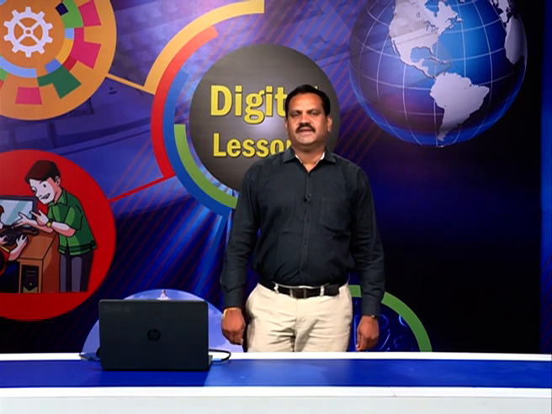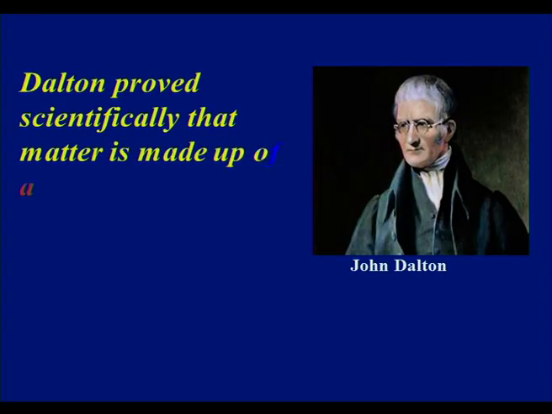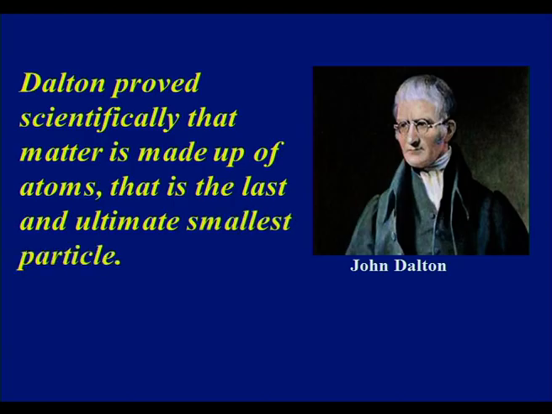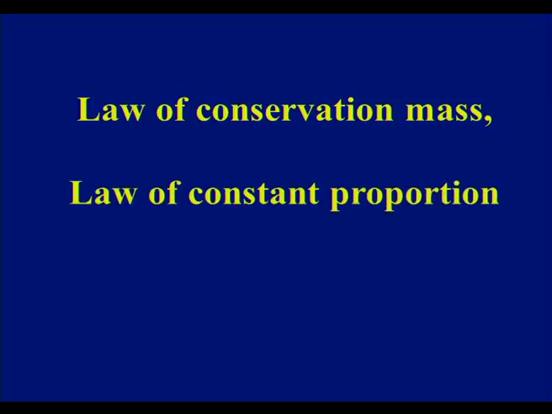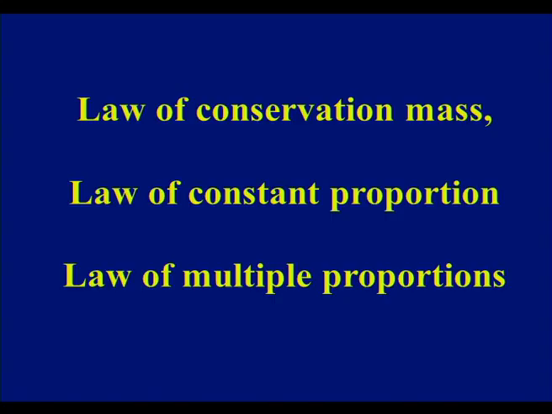In lower classes you studied about matter and the properties of matter. Also you studied the Dalton atomic model. Children, Dalton proved scientifically that matter is made up of atoms, the last and ultimate smallest particle. Dalton successfully explained the law of conservation of mass, the law of constant proportions and the law of multiple proportions.